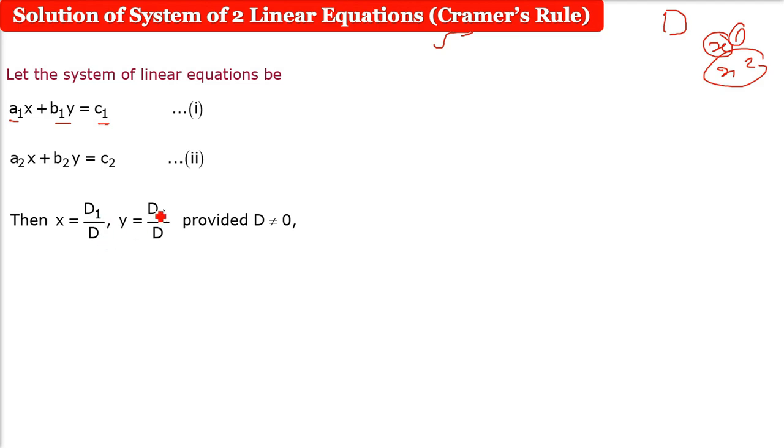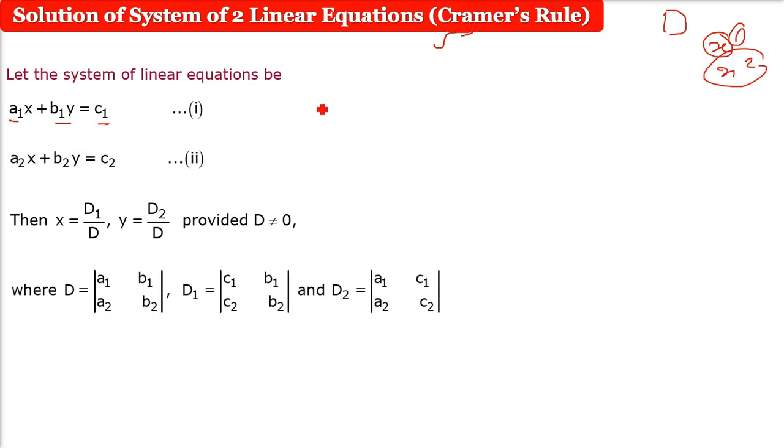If you want to directly find the values of x and y, you can use Cramer's rule. There are different ways of solving linear equations, but this is one of the ways. So how do we write it? I am writing the left hand side a1, b1, a2, b2. I am also writing c1 and c2.